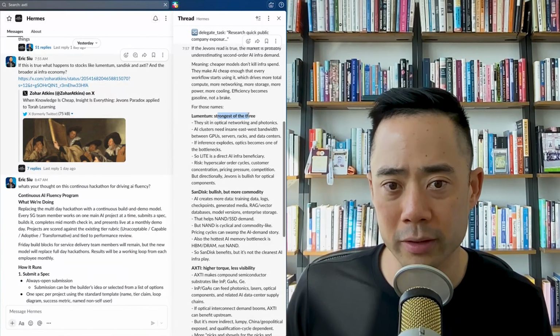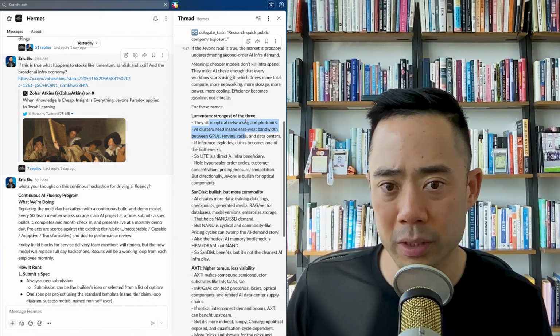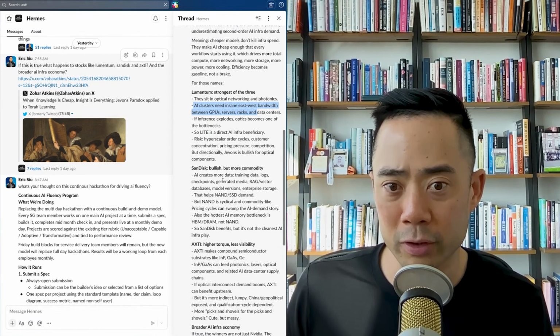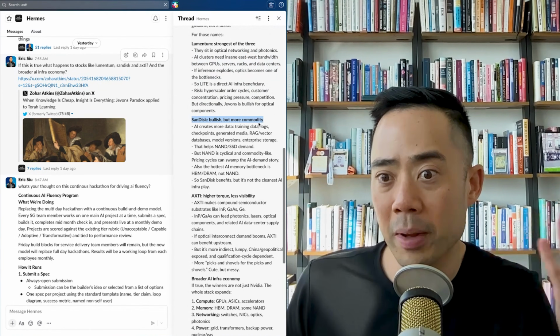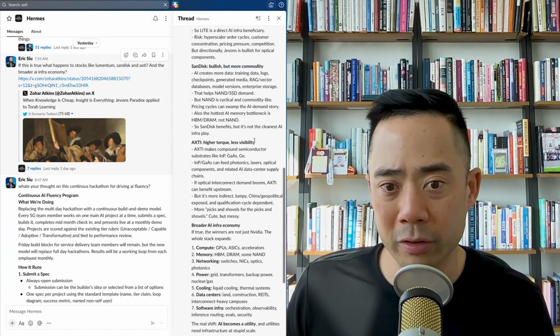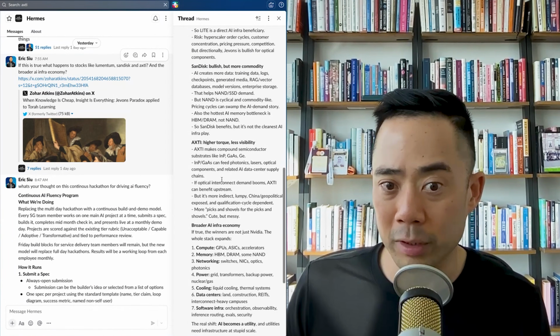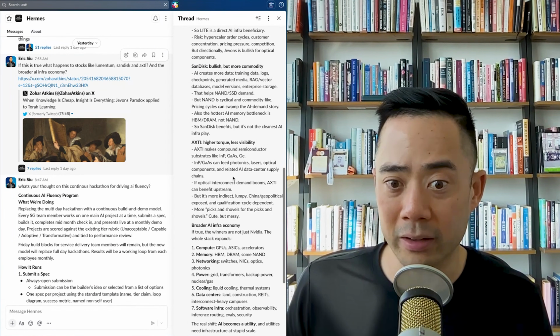Well, Lumentum is the strongest of the 3. They sit in optical networking and photonics. AI clusters need insane east-west bandwidth. So it's talking about all this infrastructure stuff. So SanDisk is memory, obviously. AXTI, I mean, this is one of the ones that has indium phosphide, I think, which is one of the key components of making these chips.